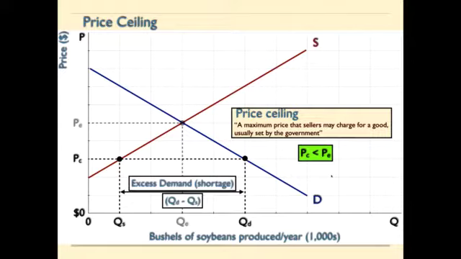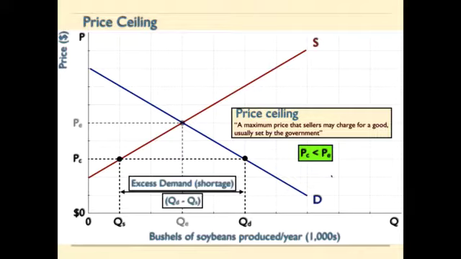If it's not below the equilibrium price and it's above the equilibrium price, the price ceiling is meaningless because the equilibrium price is what's going to exist in the marketplace. So make sure you remember that a price ceiling, to be effective, has to be below the equilibrium price. And by doing this, what the government is doing is actually causing a shortage. By setting the price below equilibrium, the government is causing excess demand or a shortage in the marketplace.